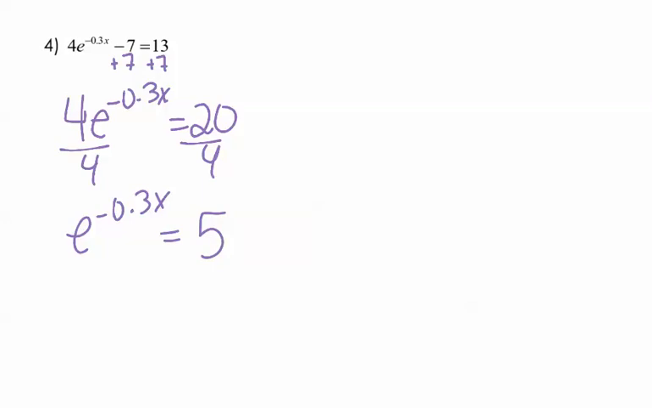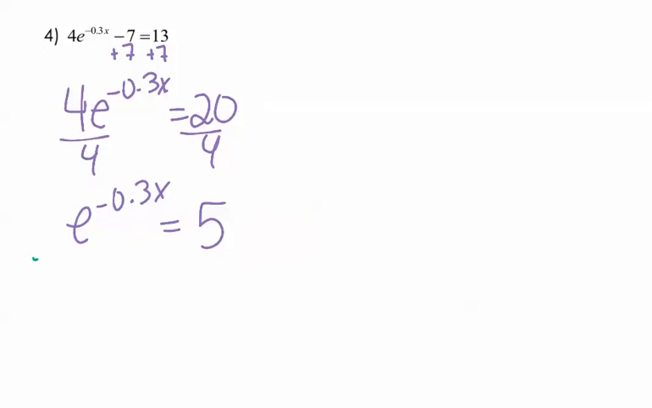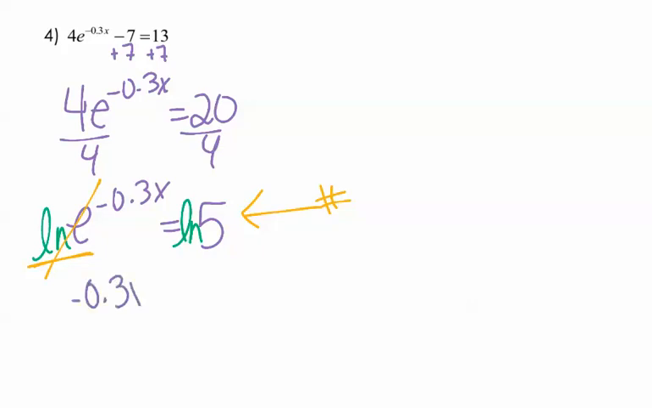So now at this point, in order to undo that base e, I've got to take the log of each side. Well, log base e is really what? Think about it for a second. It's really natural log, so I'm going to take the natural log of each side. Well, the natural log of 5 is a number, and you get that number from typing it in your calculator. Over here, the natural log of e, those are inverses. Those cancel each other out. So now I'm going to be left with negative 0.3x equals whatever the natural log of 5 is.